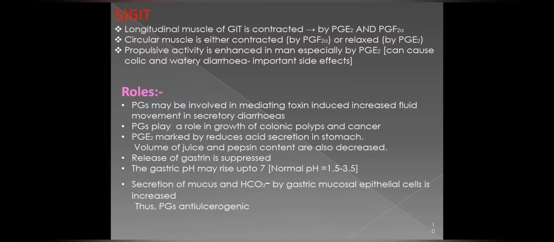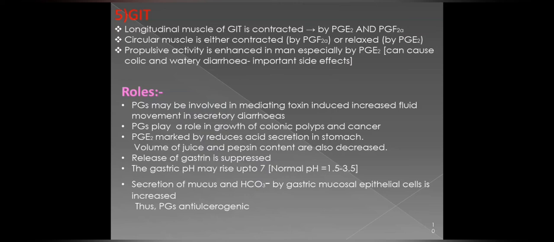Roles. Prostaglandins may be involved in mediating toxin-induced increased fluid movement in secretory diarrheas. Prostaglandins play an important role in the growth of colonic polyp and cancer. Prostaglandin E2 is marked by reduced acid secretion in the stomach. Also, volume of juice and pepsin content is decreased. Release of gastrin is also suppressed.